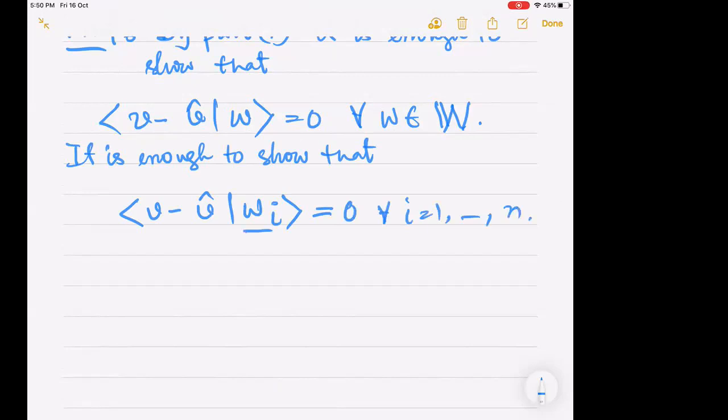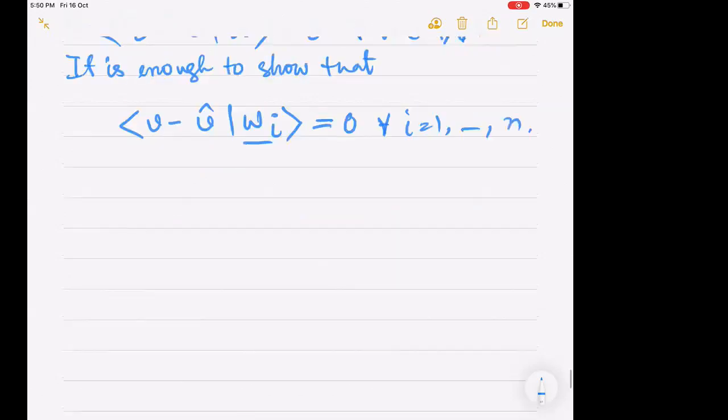If I show orthogonality with the basis vectors, that's enough, because anything else will be a linear combination of that, and by sesquilinearity, if I have alpha 1 w1 plus dot dot dot up to alpha n wn, inner product with v minus v hat, that is the same as the summation of alpha i times the inner product of wi with v minus v hat. The alpha i will come out, right? So this is enough. Okay, now why is this true?